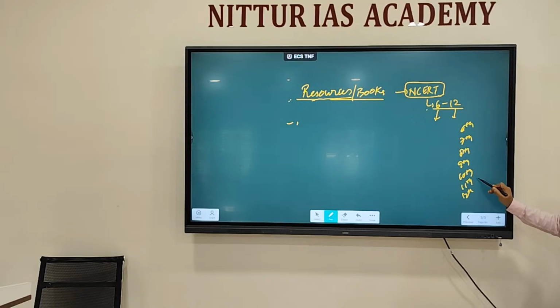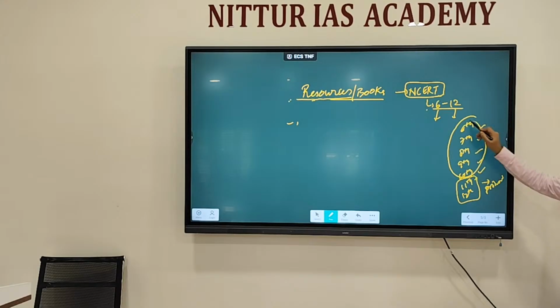These are your primary resources. This you have to revise again and again. Especially 11th and 12th. But 6th, 7th, 8th, 9th also you need to study. Clear? 10th also you need to study. Clear? These cover the basic aspect.